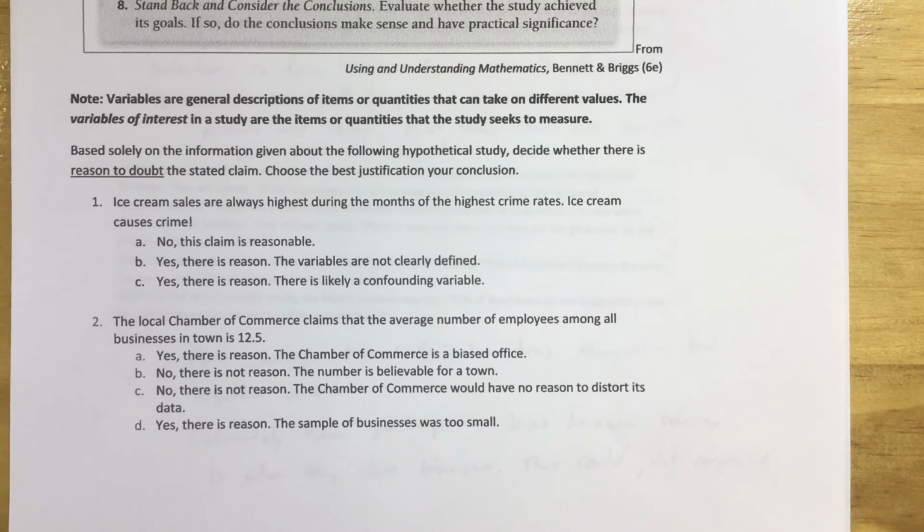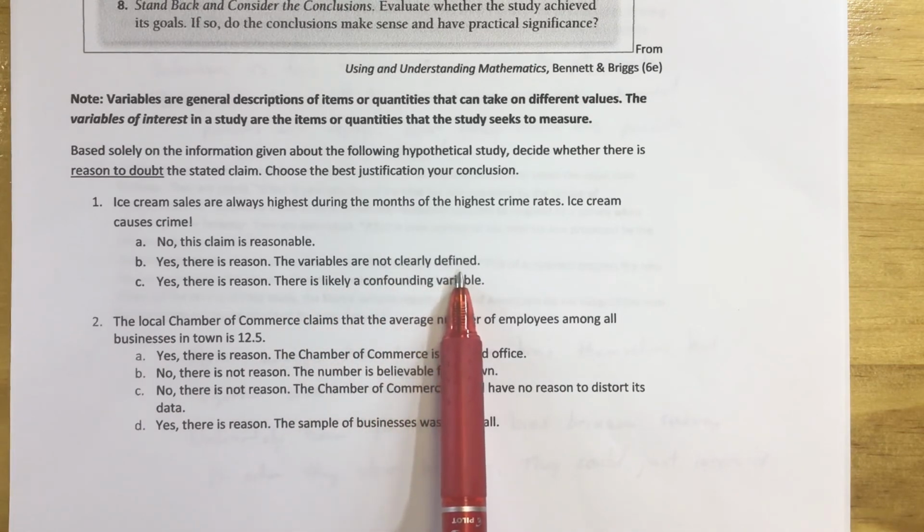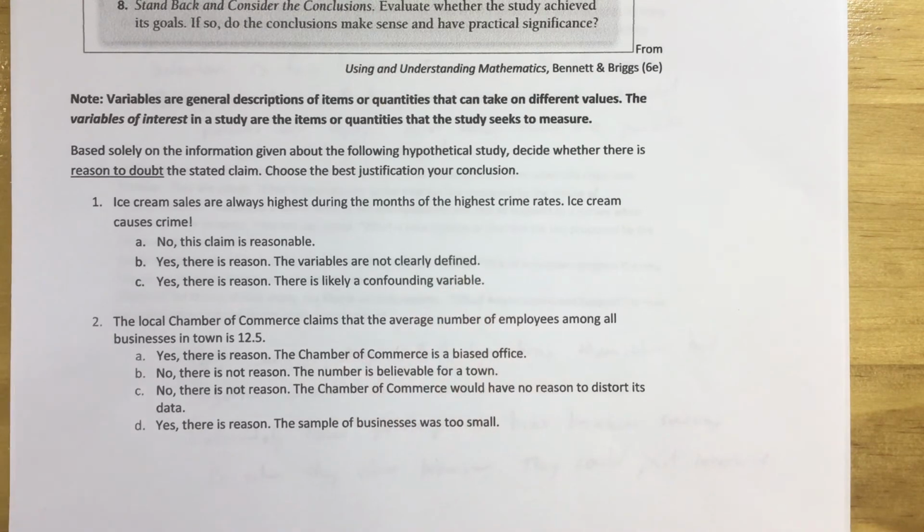Yet the data shows that when ice cream sales are up, crime is also up. Okay, so I mean, it's reasonable, I guess, to make the statement, except we know that it's just ridiculous at the same time. So should we doubt it? Yes, we should absolutely doubt it. So don't worry about A here. All right, reasons that we might doubt it. The variables are not clearly defined. Not so much. I mean, sales rates, crime rates, those are numbers, and that's how we're defining the variables. So there's not really an issue there.